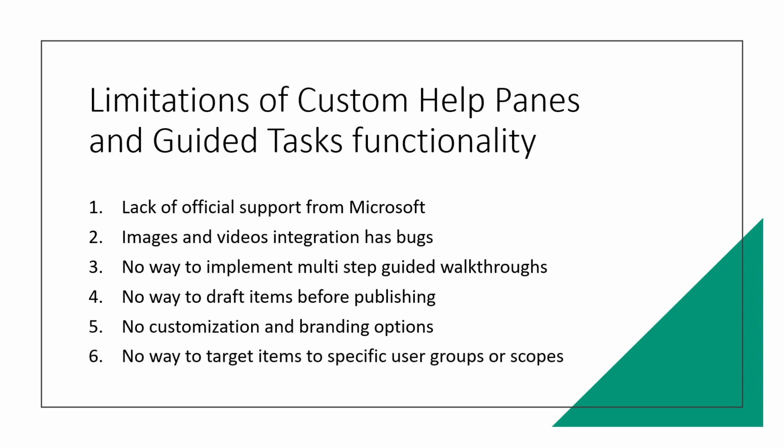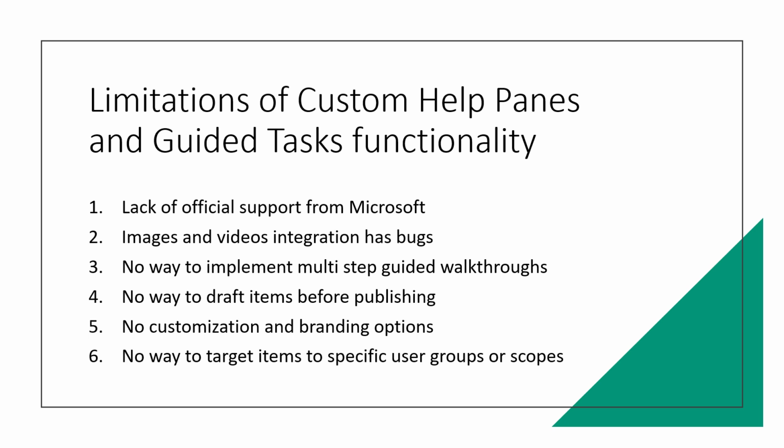And last, no way to target items to specific user groups or scopes. I hear this from people a lot: I want to put out all this good content in the custom help pane, but I don't want everyone to see that content. I want some content to be specific to salespeople, some for sales managers, some for account managers, and some for others. There's no way to do that within here. No functionality exists to make this happen. So please keep these limitations, and some of these bugs also, in mind.